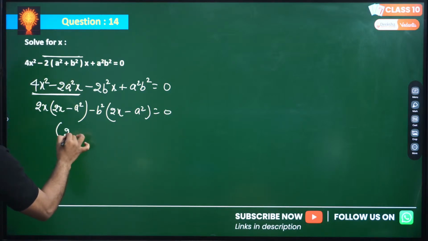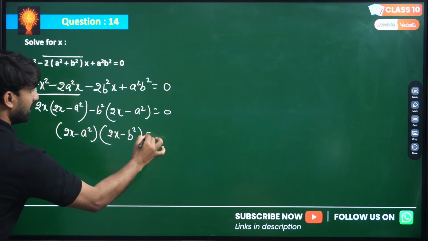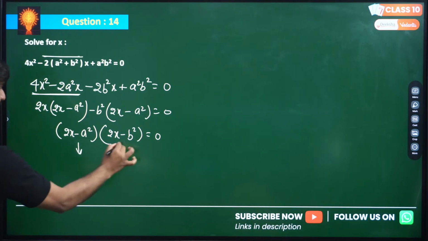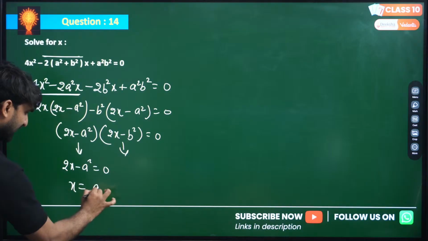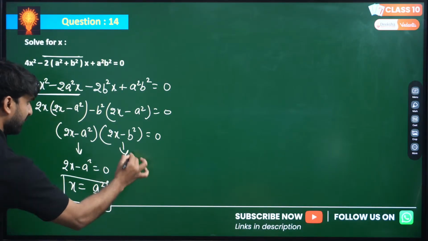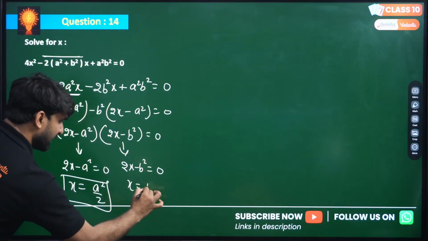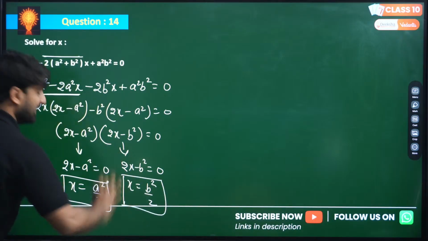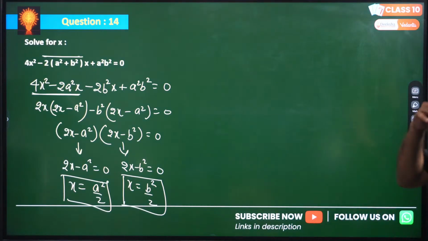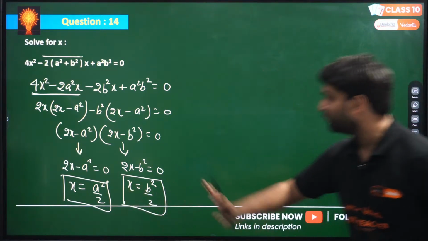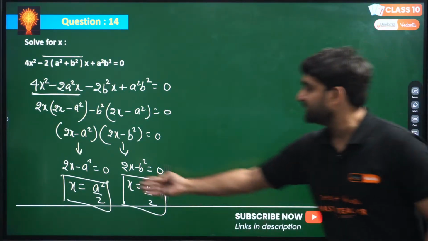So we have two brackets, 2x minus a², and the other bracket is 2x minus b², equals to 0. Very easy question. So 2x minus a² equals 0, so we are getting x as a² by 2. Similarly, if 2x minus b² equals 0, then x is b² divided by 2. Answer: x equals a² by 2 and x equals b²by 2, because this is a quadratic equation, so there must be two roots, two zeros, and these are the two zeros.